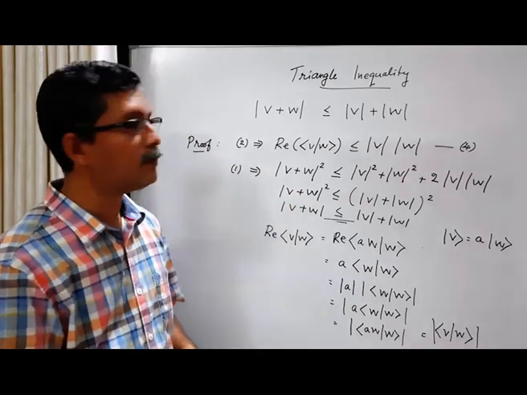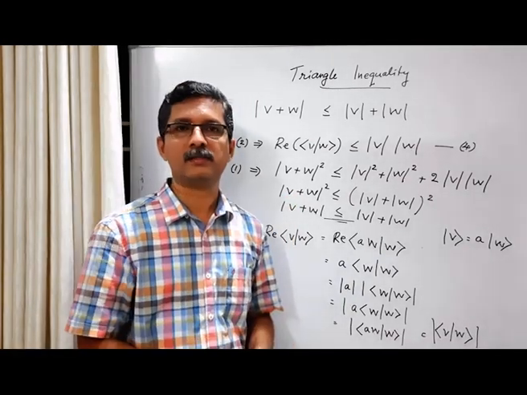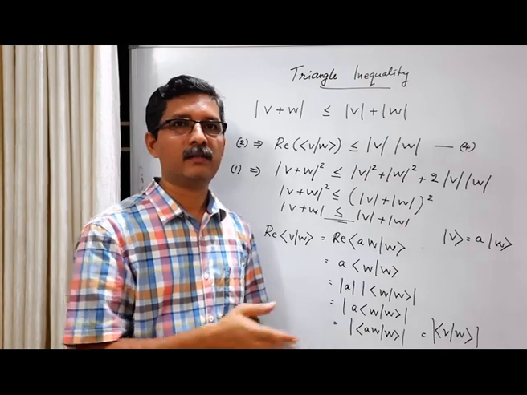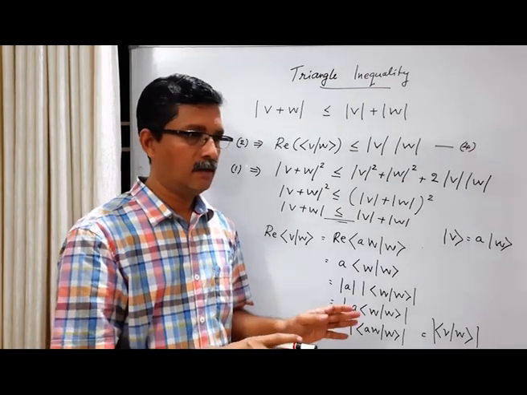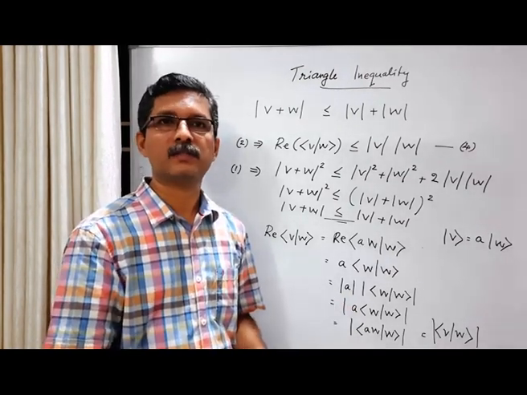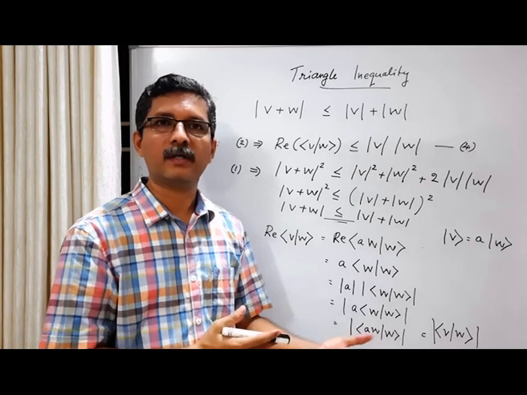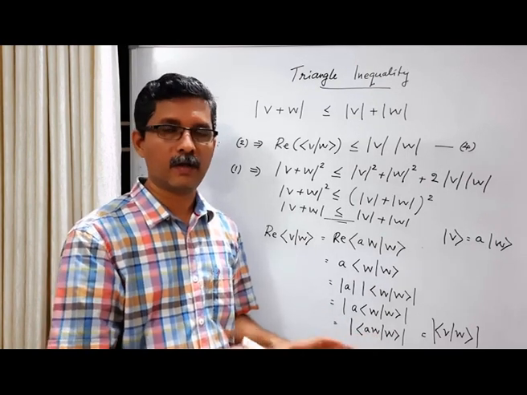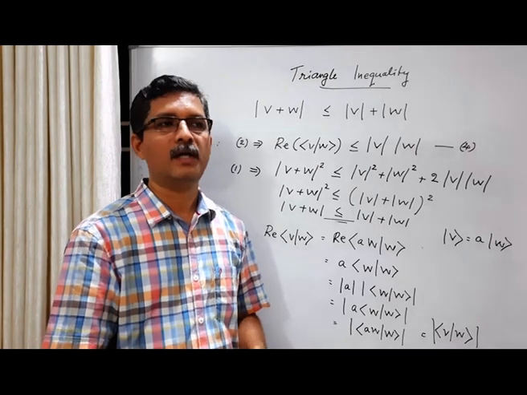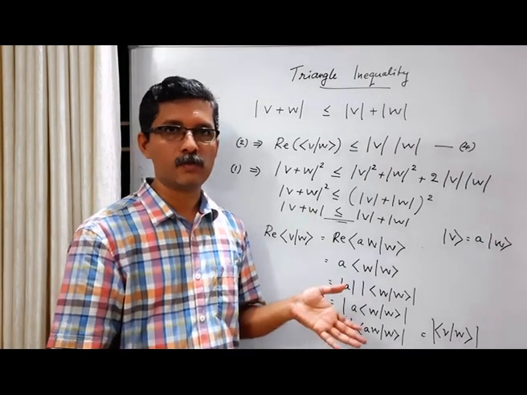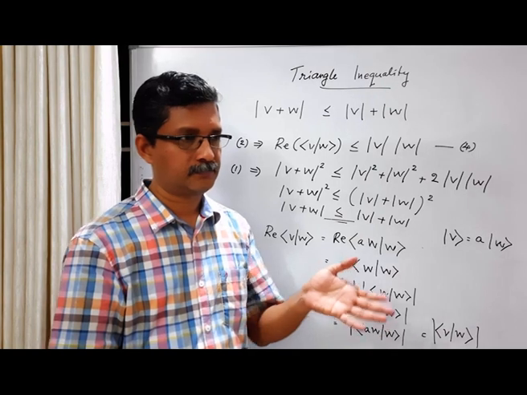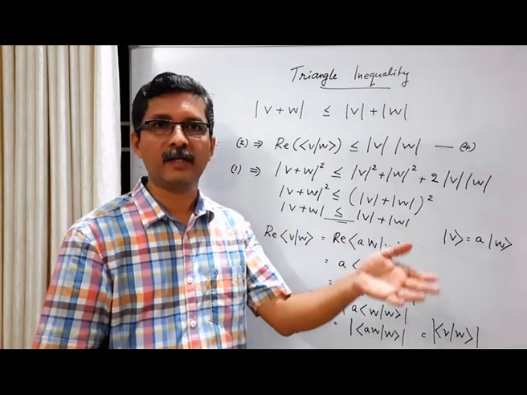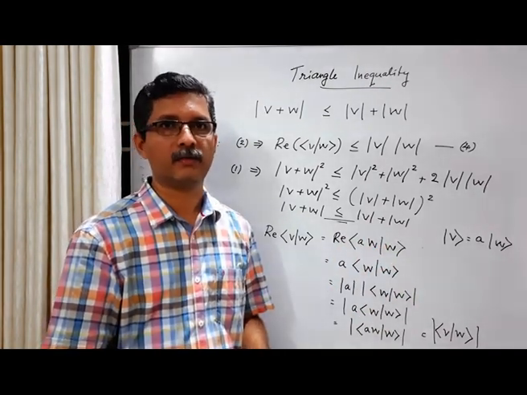So in this class we have discussed these two inequalities, Schwarz inequality and triangle inequality. These are very general results which are applicable to ordinary three-dimensional vectors also. We have proved these two inequalities. These two results will be useful in trying to prove many other results in quantum mechanics. We will see that.